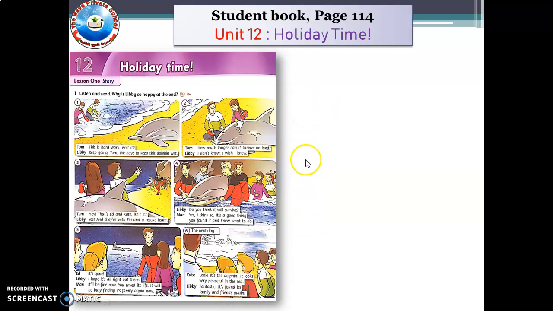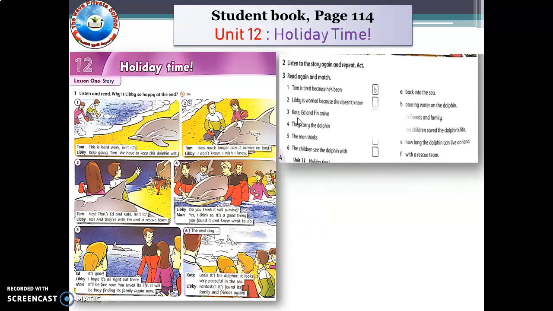What a nice story, right? Now let us try to do activity 3. Number 2 is the listening, but you can do activity 3. I'm going to give you a few seconds to give the answer, and then I'm going to provide the answer for you. Number 1 is answered already. Tom is tired because he's been pouring water on the dolphin.